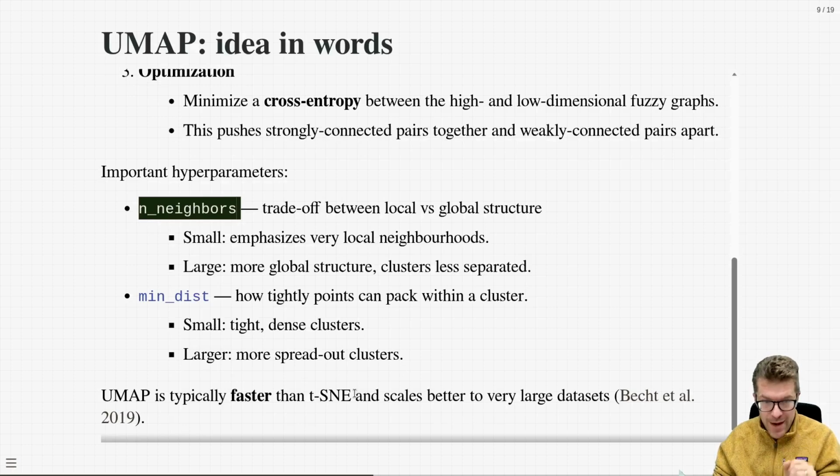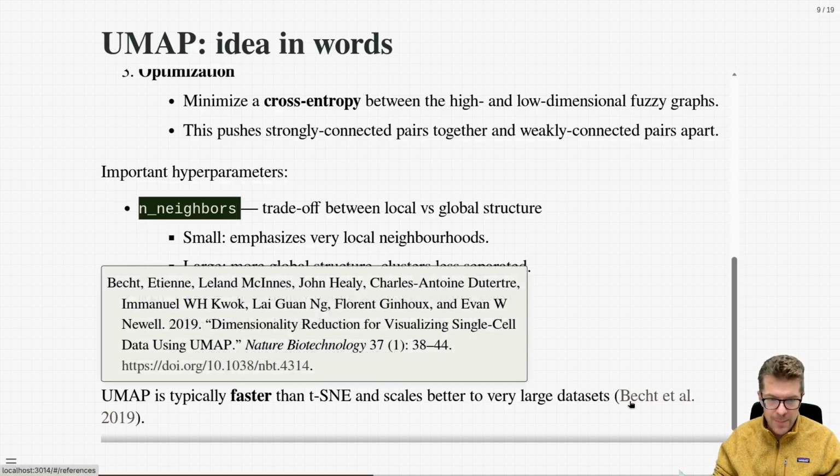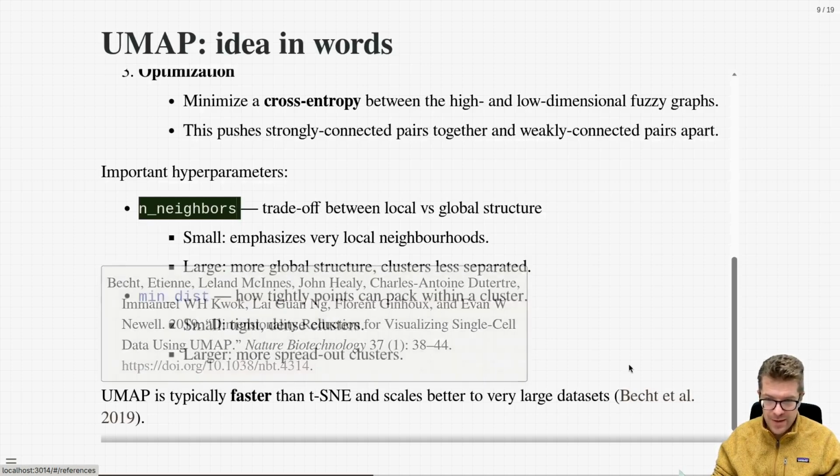UMAP ends up being a lot faster than t-SNE, and it scales better to large data sets. This is not always going to be the case, but it's often going to be the case, and you can read more about dimensionality reduction using UMAP in single-cell data here.